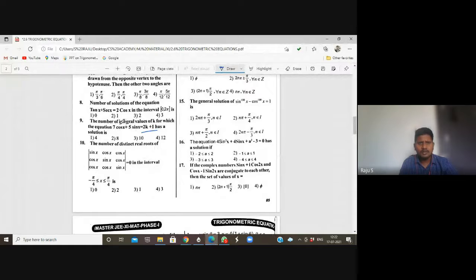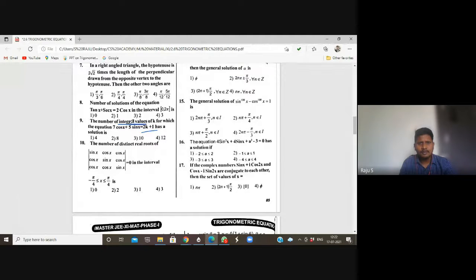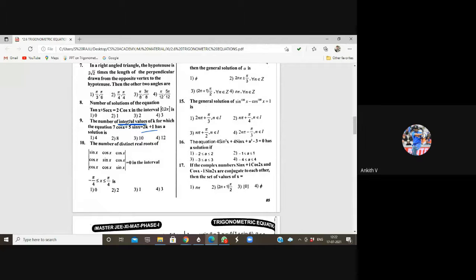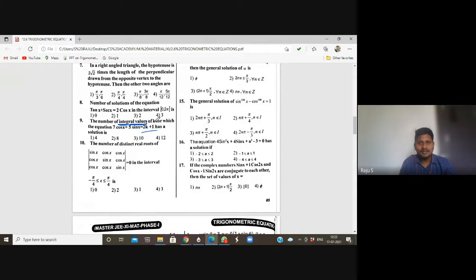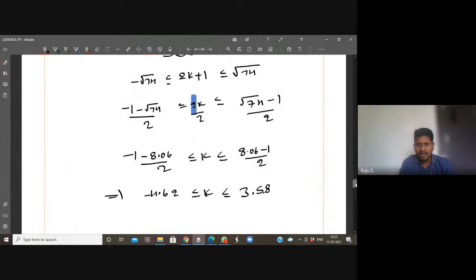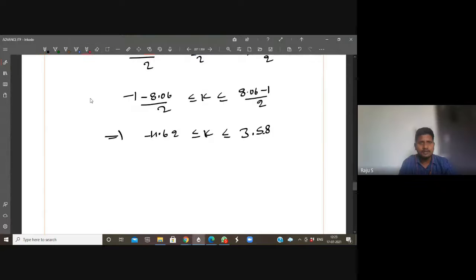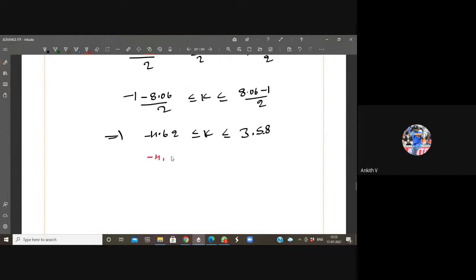Okay, students, what are they asking here? The number of integral values. So we need to find just integers. K value must be an integer, not real. Real numbers are infinite values. K has infinite values, but they are asking for integral values. Now anyone can say how many integral values there are between minus 4 and 3: minus 4, minus 3, minus 2, minus 1, 0, 1, 2, 3.